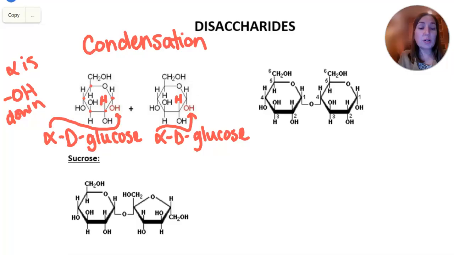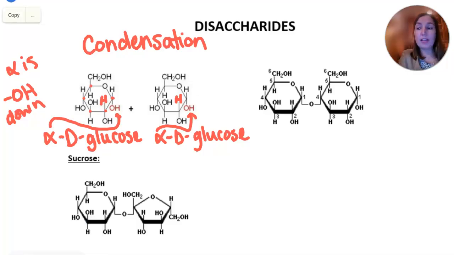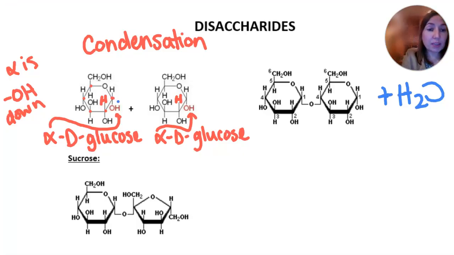Okay, so let's get another color for this condensation. We're going to lose water anyway, so why not? We're going to have loss of water in condensation. Well, where is that water coming from? Well, it can come from the OH pointed down in that alpha position from one glucose combining with the hydrogen from another glucose.